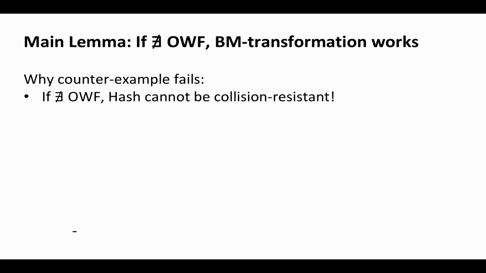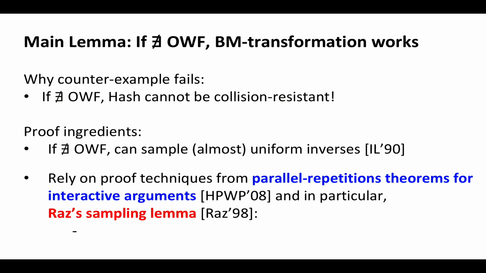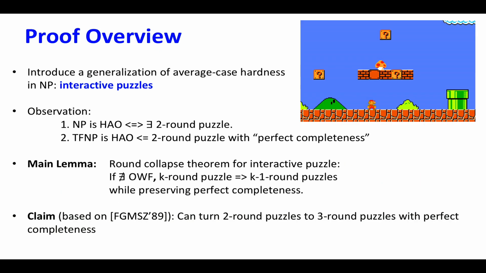So I don't have time, obviously, now to go over the proof of this thing, and let me just mention that it relies on techniques that we use in the context of parallel repetition, and in particular something called Raz's sampling lemma, and that's a lemma that was used in the case of parallel repetition of 2-prover games. And you can look in the paper for more details.